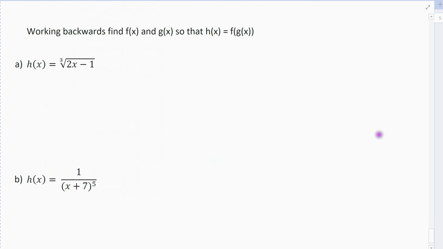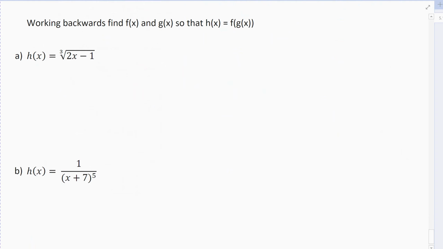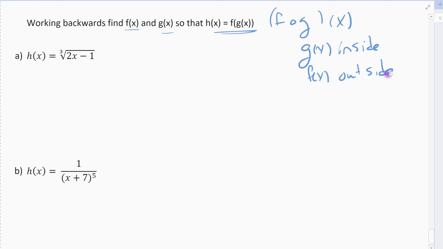Now, the last thing, which is actually very important, is working backwards to recognize, because if you go on to 135, which is applied calculus, you have to take a derivative of compositions, and how you do it is you have to recognize the inside and the outside function. So what created the composition? We want to work backwards to find f and g such that f of g of x is what we're looking for. G of x is the inside, f of x is the outside.